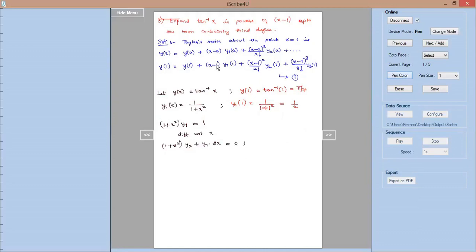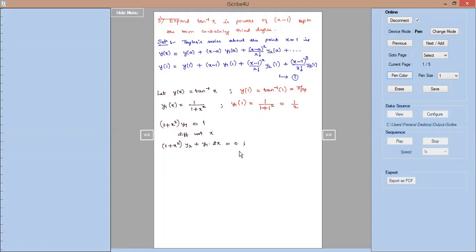So let me explain the differentiation once again. We have 1 plus x square into y1 is equal to 1 after cross multiplying this term, and we differentiate with respect to x. So the product rule has to be applied. First we keep 1 plus x square as it is, UV rule, and then differentiation of y1 will be y2, plus y1 as it is, into differentiation of 1 plus x square, which will be 0 plus 2x. So 0 plus 2x gives us 2x. And on the right hand side it is differentiation of a constant, that is 0.